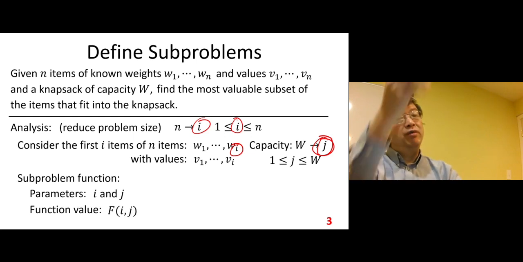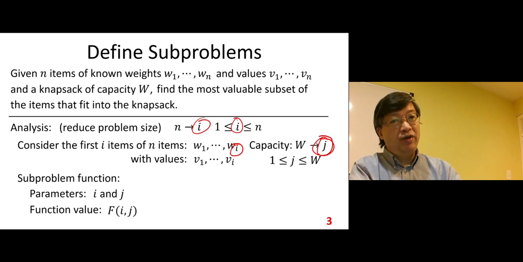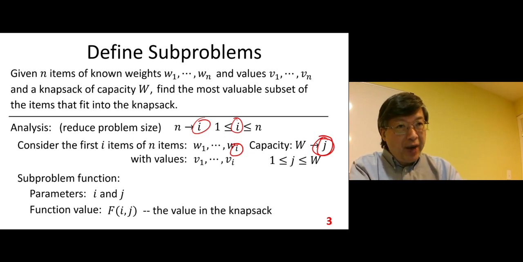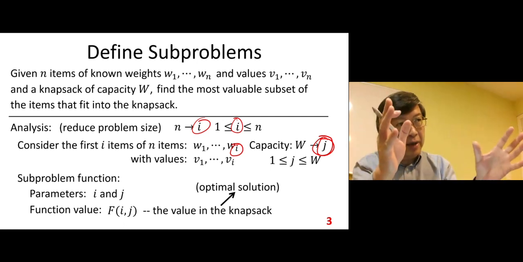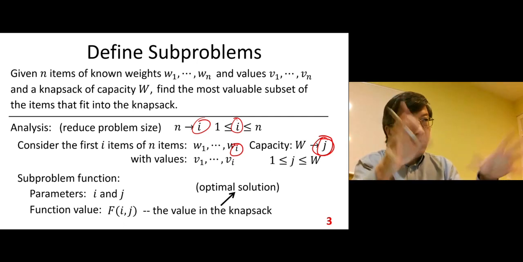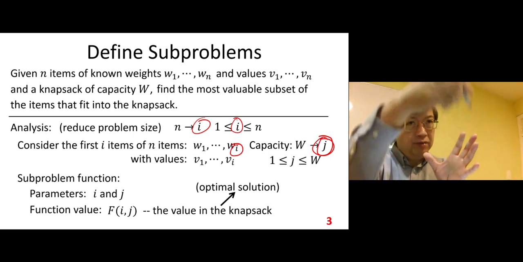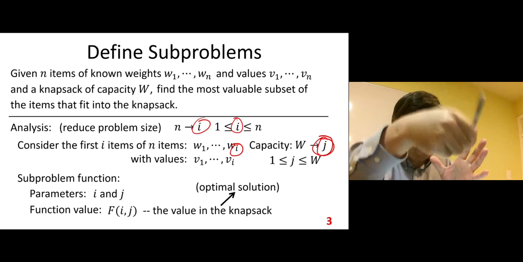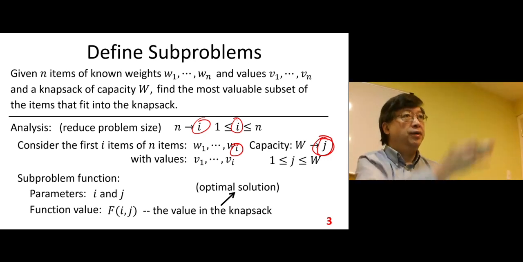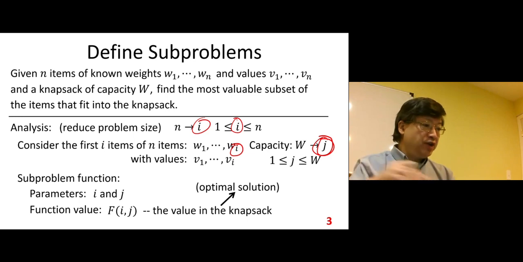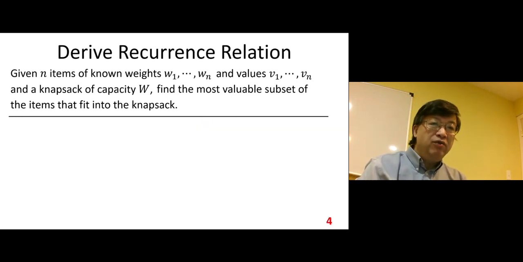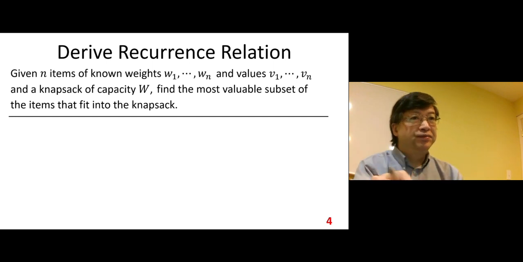What's the meaning of that? The meaning is straightforward. It is the total value in the knapsack that corresponds to an optimal solution, the maximum value solution. That's the straightforward definition of our subproblem. So with this definition, next we need to derive the recurrence relation.